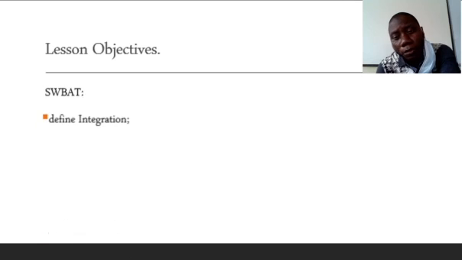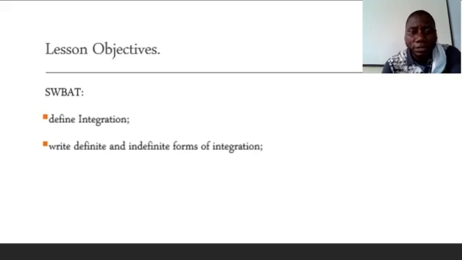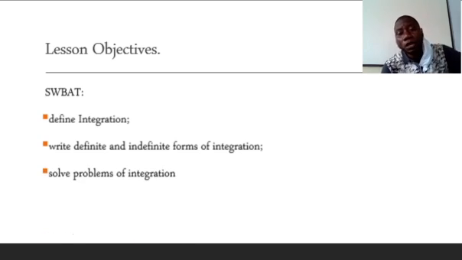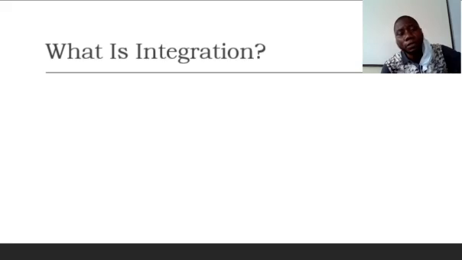One, we are going to be able to define integration. We are going to be able to state the forms of integration. We have two forms of integration: the definite and indefinite forms of integration. And finally, we are going to be able to solve problems on the two forms of integration. Alright, let's dive into the discussion fully.